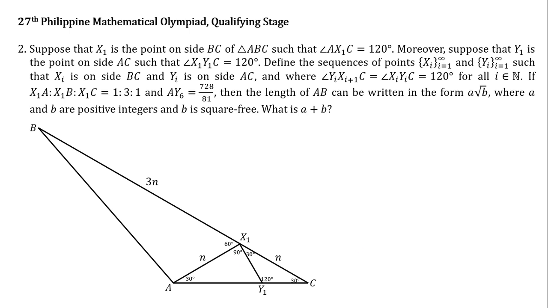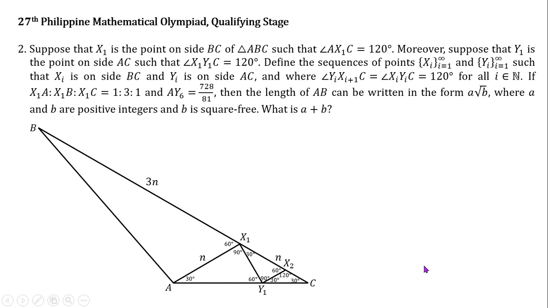Now the problem asks us to repeat drawing these angles. So let's draw another one. Let's draw Y sub 1 X sub 2 C. That's also 120 degrees. And since angle C is 30 degrees, angle X sub 2 Y sub 1 C must also be 30 degrees, since angle Y sub 1 X sub 2 C is 120 degrees. And of course, this one must be 90 degrees. And this one is 60 degrees.